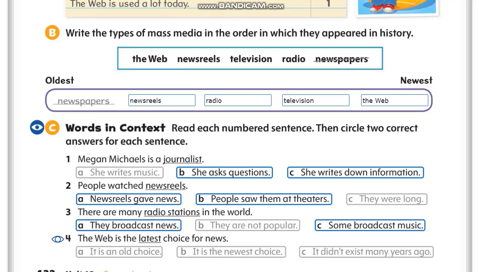Number 4. The web is the latest choice for news. A. It is an old choice. It is the newest choice. It didn't exist many years ago. The correct answer are B and C. B. It is the newest choice. C. It didn't exist many years ago.